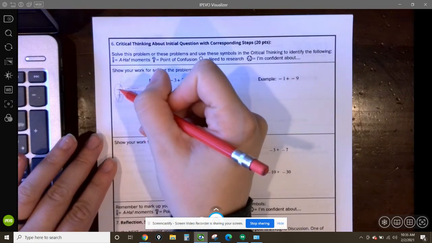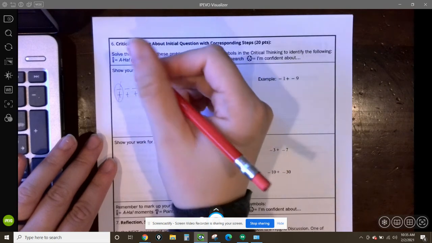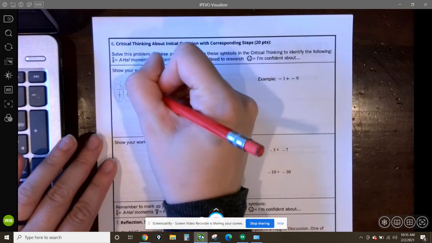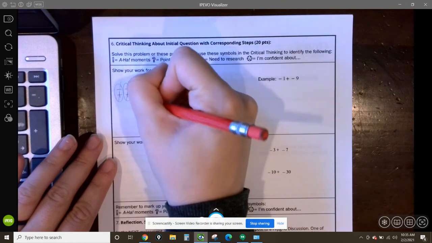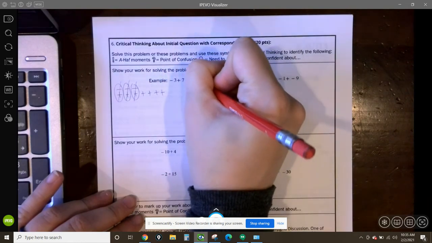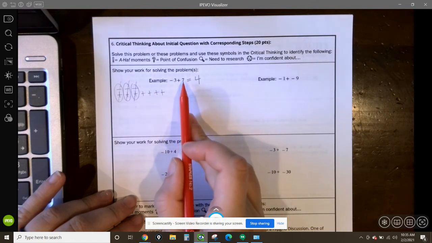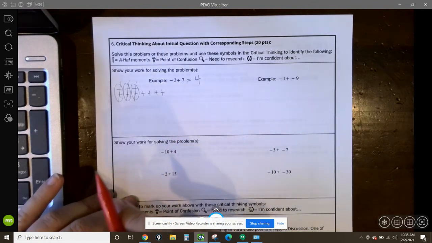It's like -1 and +1, that equals 0. Take one away and add one, that equals 0. So all of these that have a match, those are 0. They cancel out. And what I'm left with is 4 positives. So the answer to this problem is +4. -3 plus 7 is +4. I had 3 negatives, 7 positives, and that equaled out to +4.